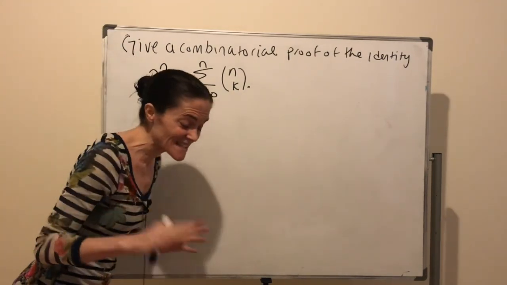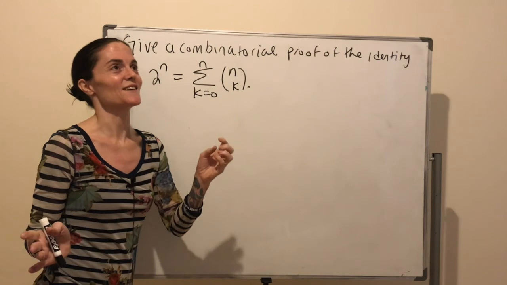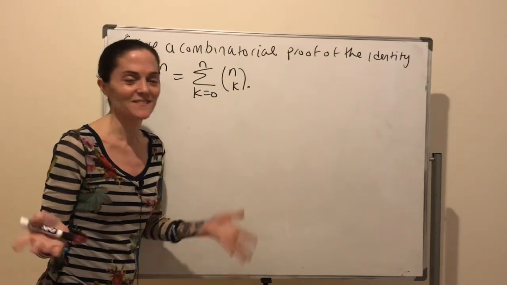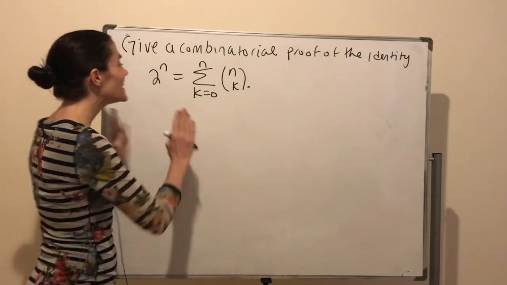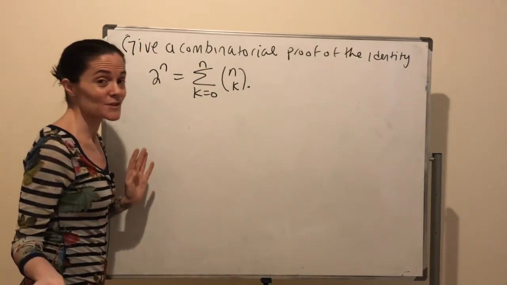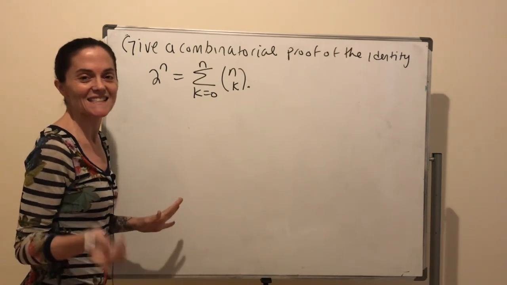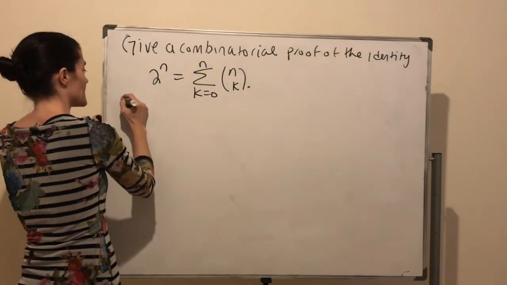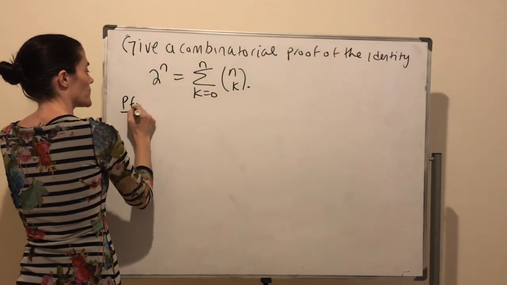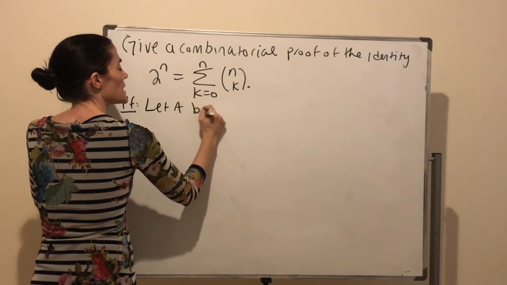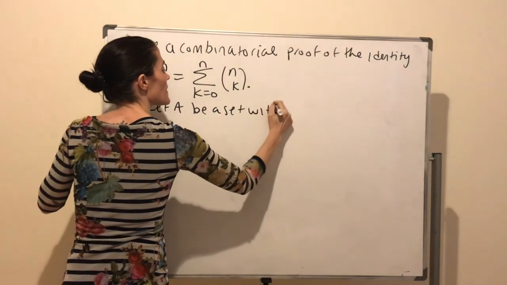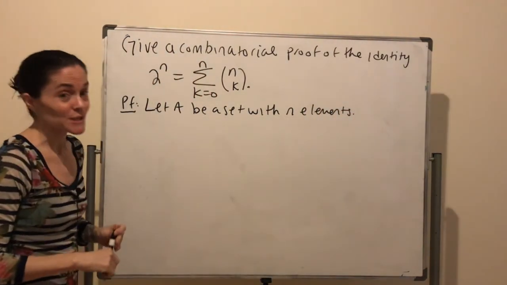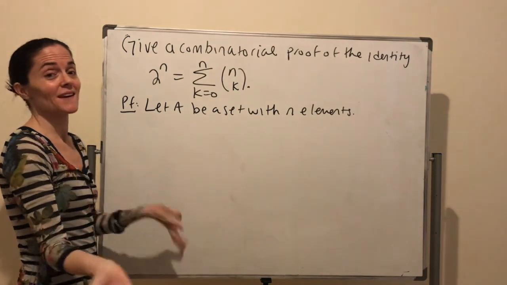So hopefully, based on this warm-up that we did, if I talked about why the power set has cardinality 2 to the n when A has cardinality n, you can start thinking immediately about a story that both the left and the right-hand sides will count, and that is the number of subsets. Let A be a set with n elements. Then 2 to the n is the number of subsets of A.